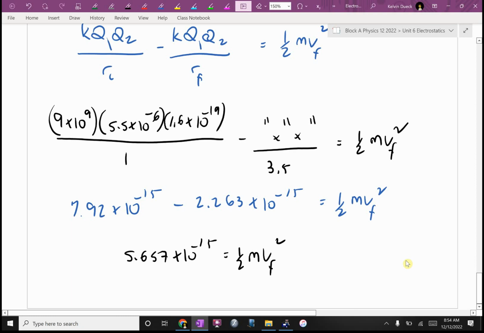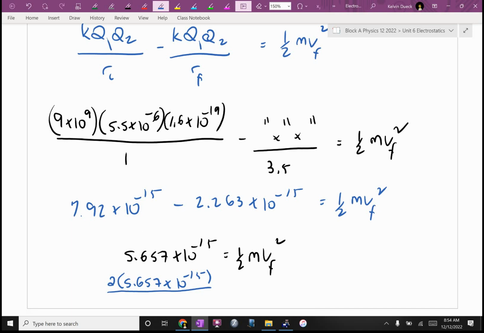How would I get the v by itself? How will I move the m over? How will I move the 2 over? And I'll ignore the 1. Okay, so it's going to be this. 2 times 5.657 times 10 to the negative 15 divided by m. It's a proton. Good. That's when I'm going to use the mass.